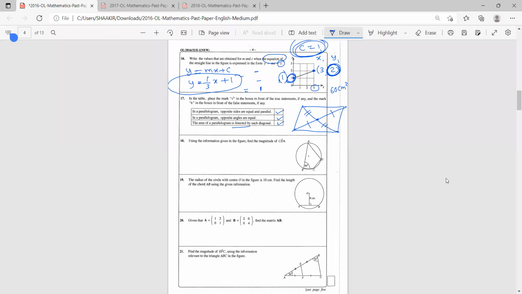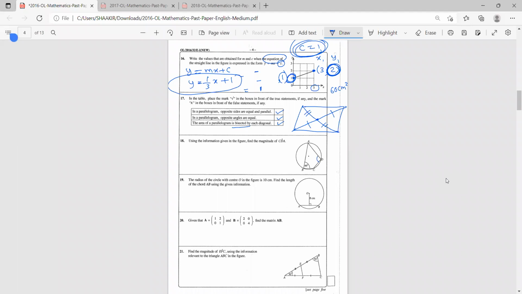Again, you can see the figure, children. They have given a cyclic quadrilateral, because see, in a circle there is a quadrilateral. Can you see? This is called a cyclic quadrilateral. So they have given, using the information given in the figure, find the magnitude of CDA. Where is CDA? So here you have the CDA.